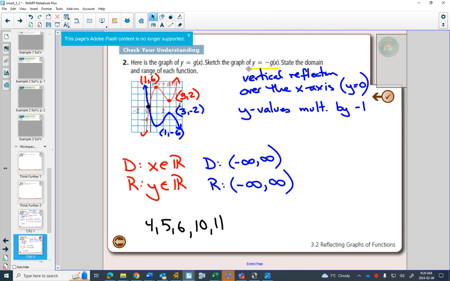So turn to the homework questions and circle 4, 5, 6, 10, and 11.